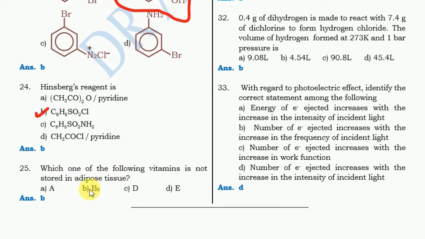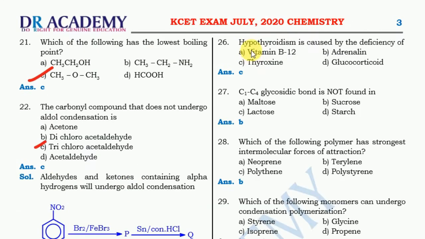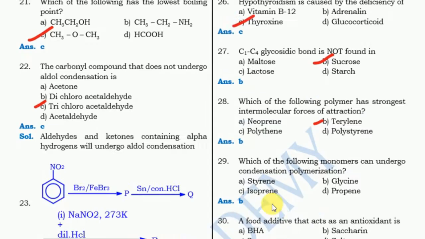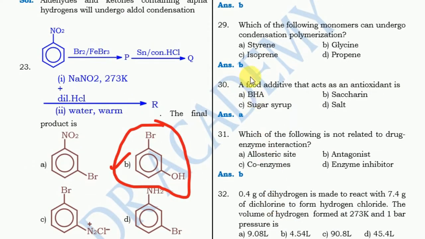Next question: hypothyroidism is caused by the deficiency of thyroxine. Next one: C1-C4 glycosidic bond is not found in sucrose. Next one: which of the following polymer has strongest intermolecular forces of attraction? For this one pterylene. Next: which of the following monomers can undergo condensation polymerization? The option B is the correct, glycine.